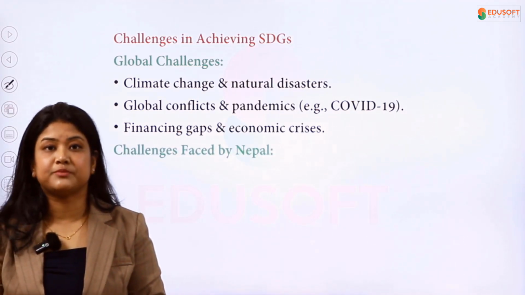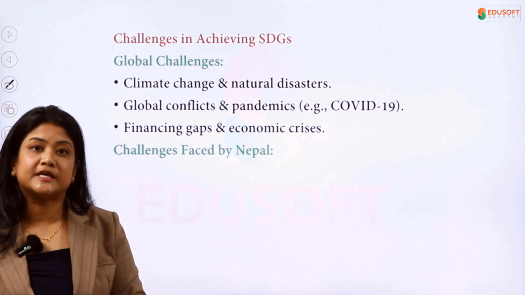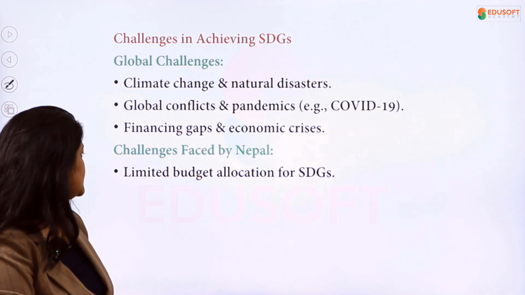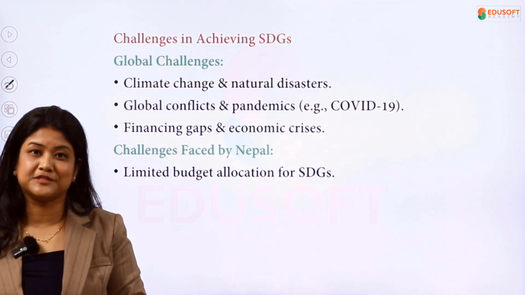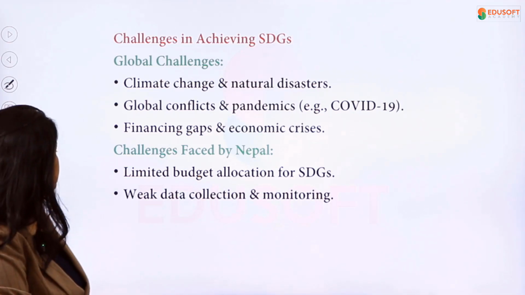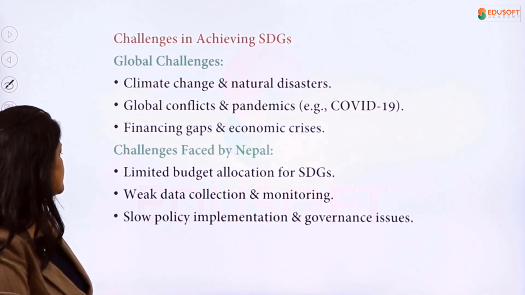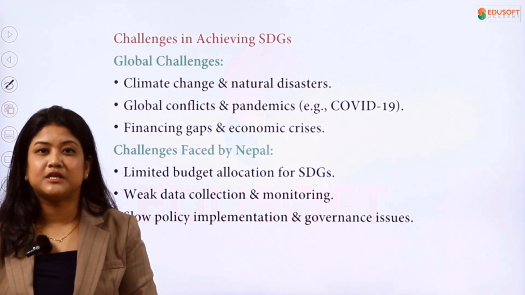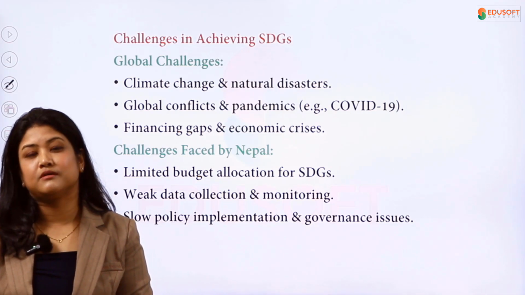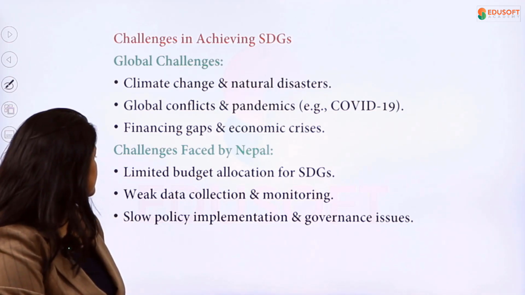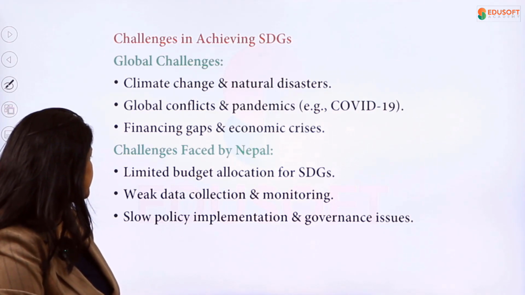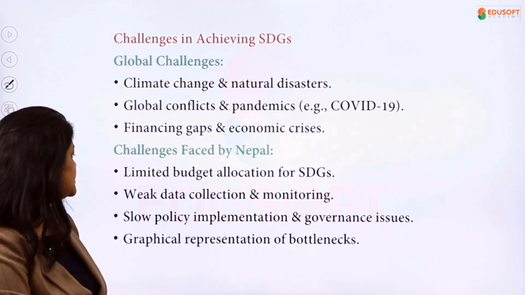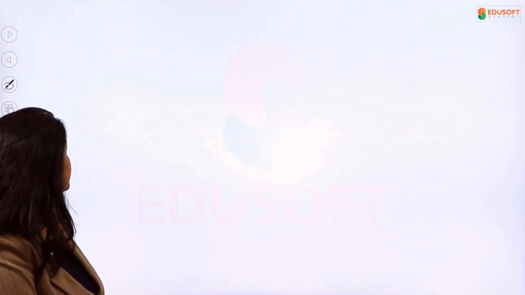And what are the challenges faced by Nepal in achieving SDGs? Budget allocation is one aspect: limited budget allocation for SDGs is creating hindrances in achieving them. Then there is weak data collection and monitoring, and slow policy implementation and governance issues, especially in the context of Nepal, where political instability continues. Slow policy implementation and governance issues and the graphical representation of bottlenecks are yet other challenges faced by Nepal.